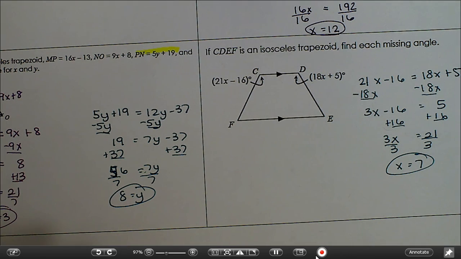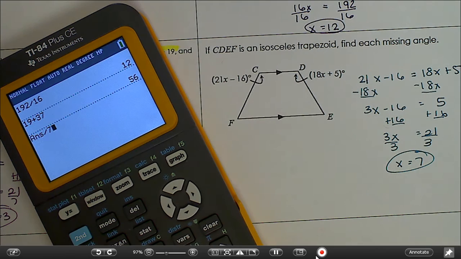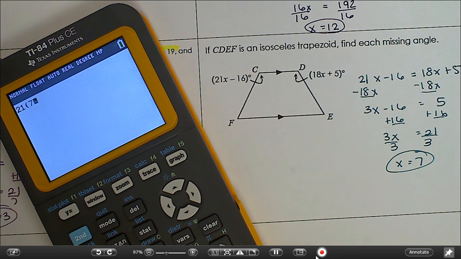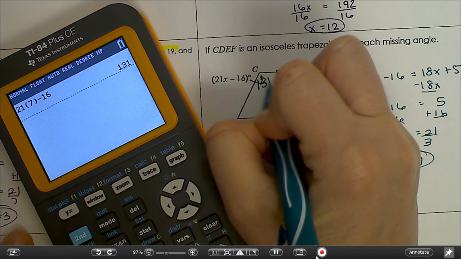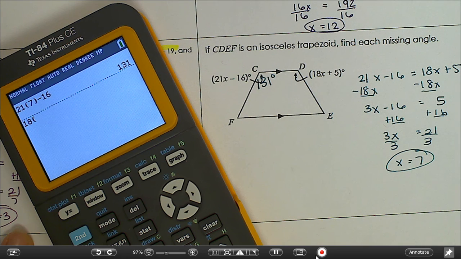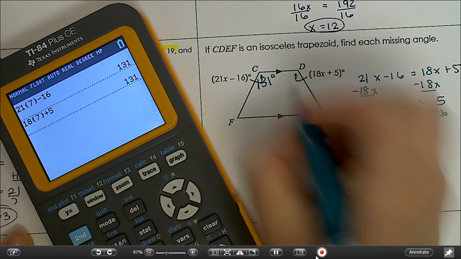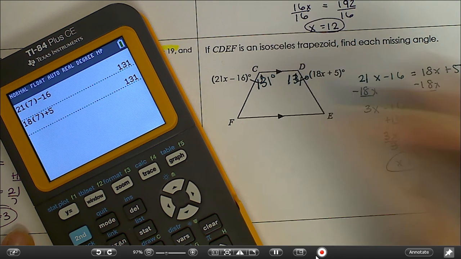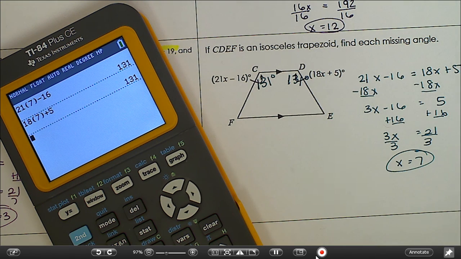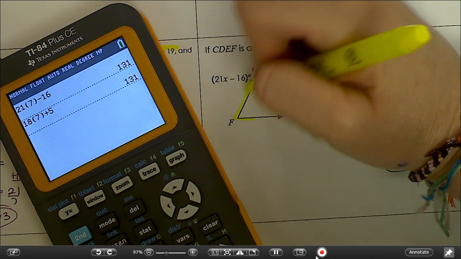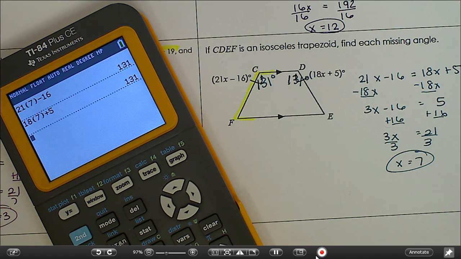All right, let's substitute that back in. 21 times 7 minus 16 is 131. And if we did it right, 18 times 7 plus 5 should also be 131. Great. Now we want to find F and E. So this is another hug situation. Consecutive angles between parallel lines are supplementary. So 180 minus 131 is 49 degrees.